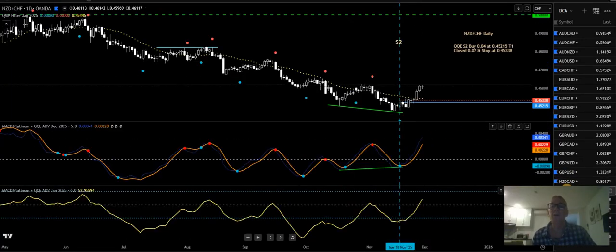New Zealand Swiss, in a buy from here. It's a good regular bullish divergence there, below the QQE 50, gone through. It's a high probability setup. Closed half, stop in place, can't lose.